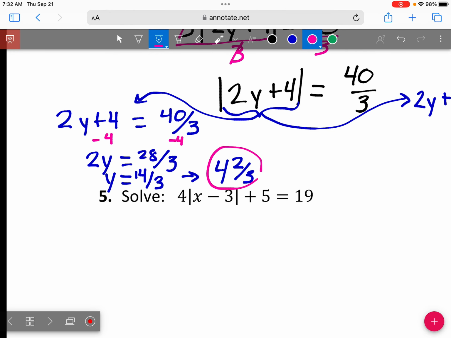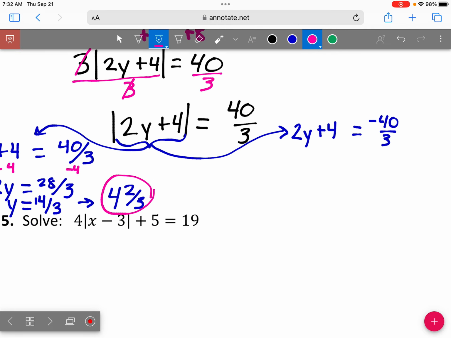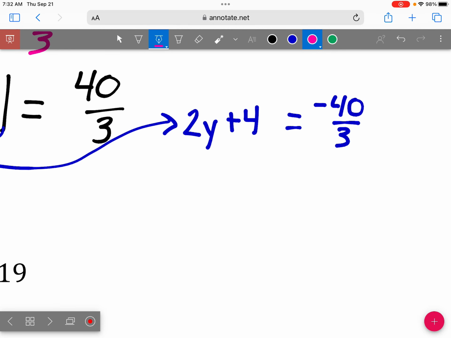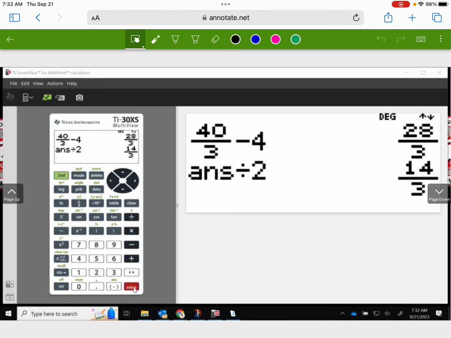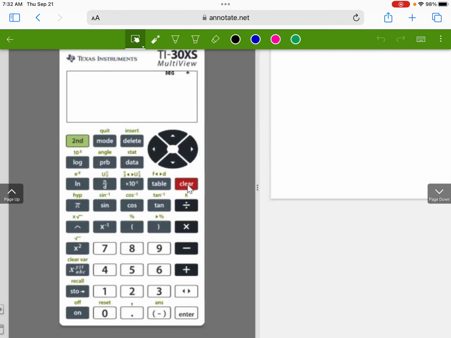And this is one of our answers. Because then we got to come over here and do this one. It's the same process. We're going to subtract the 4 from negative 40 over 3. So I'm going to come back to my calculator and I'm going to start again.